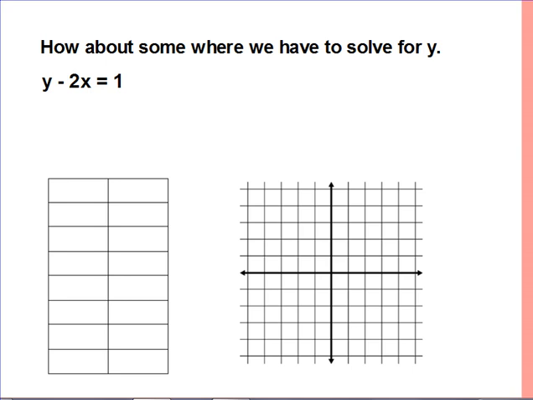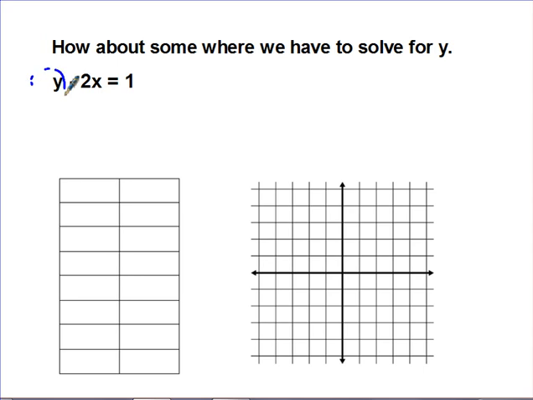Let's move on. Sometimes we won't have an easy equation to deal with, and we're going to have to solve for y. In this example, I'm going to have to use inverse operations. To get rid of the -2x so that y is by itself, I'm going to put a +2x on both sides. Now I have y equals 2x plus 1, and that's an equation that I know how to graph.